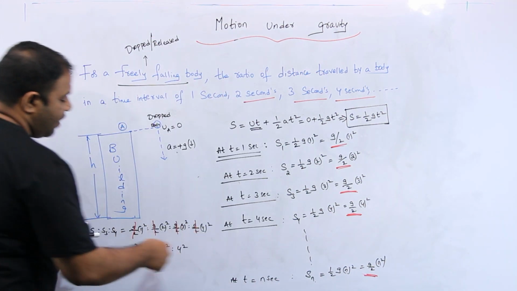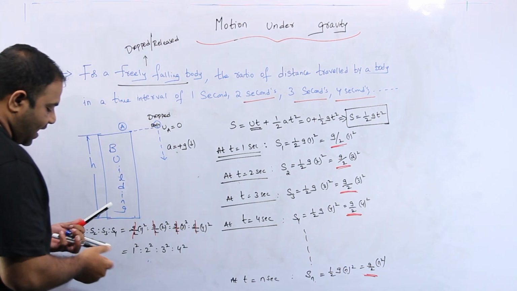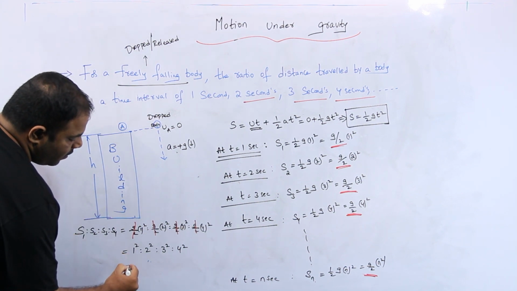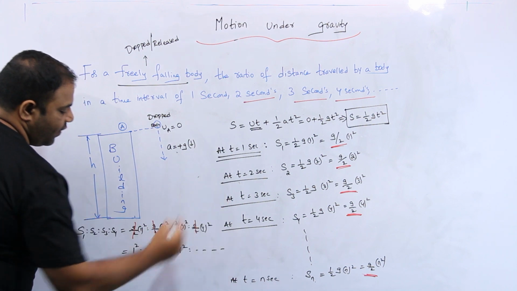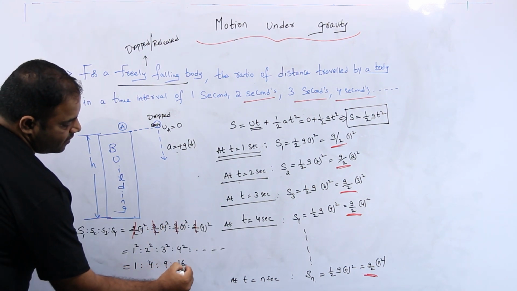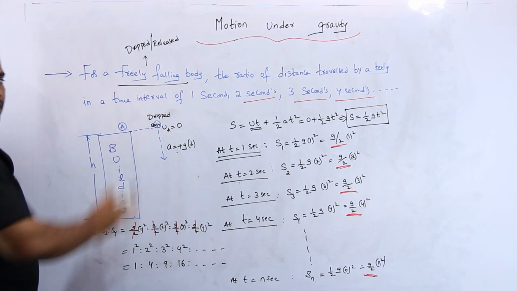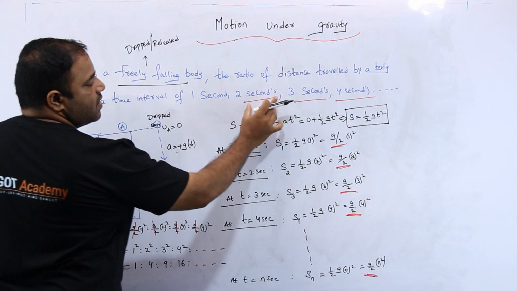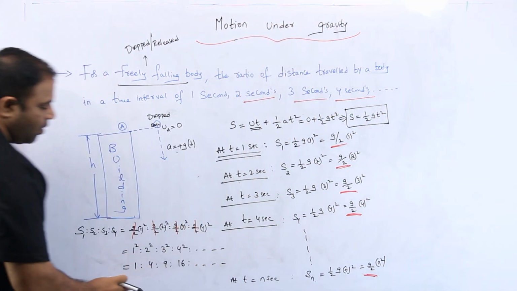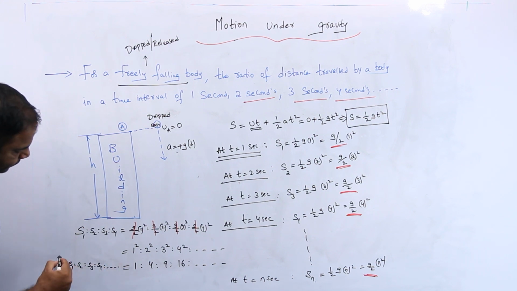So, like this, if I go, I will get 1 square is to 2 square is to 3 square is to 4 square. Now, what will be the answer? And so on, if I could write 1 is to 4 is to 9 is to 16 is to so on, like this. So, this is the ratio of the distance covered for 1 second, 2 seconds, 3 seconds, 4 seconds, and so on. Okay, my dear children. So, S1 is to S2 is to S3 is to S4 is to so on.